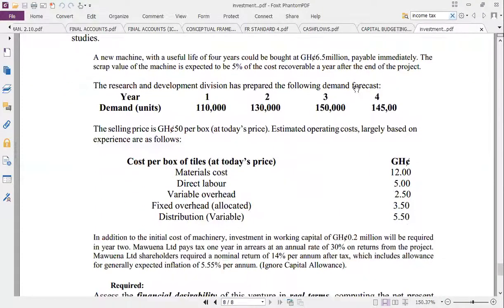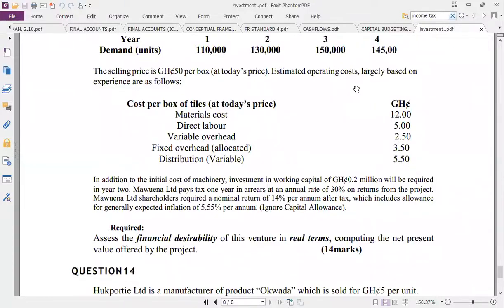But I just want you to go through this section for me, and then we are done. Just the first sentence: in addition to the initial cost of machinery, investment in working capital of 0.2 million is required. That's the working capital requirement, and it will be required in year 2. The examiner is clear. Year 2. We didn't say year 1. We say year 2.